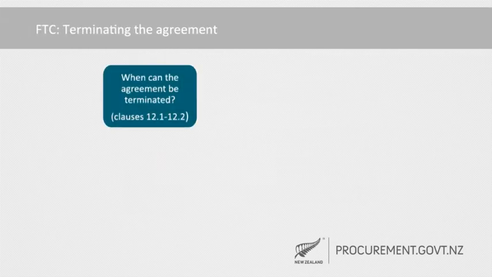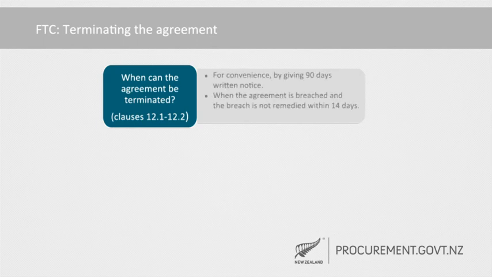The framework terms and conditions covers when and how an outcome agreement may be terminated. Either party can stop participating in or terminate the outcome agreement by giving 90 days written notice. If one of the parties breaches the outcome agreement, they have 14 days to rectify the breach, unless an alternative period is agreed. If they don't, then the outcome agreement can be terminated.